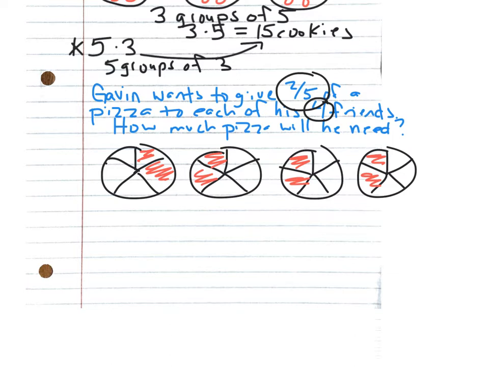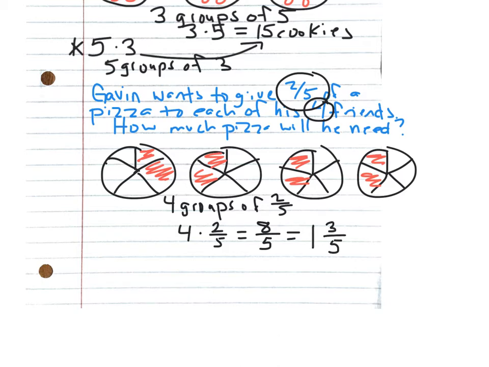So our multiplication sentence would be 4 groups of 2/5, or 4 times 2/5. So in this case, we can see that we have 2, 4, 6, 8 slices of pizza, each of them being 1/5 of a pizza. So in the end, we have 1 full pizza and 3/5 of another pizza.